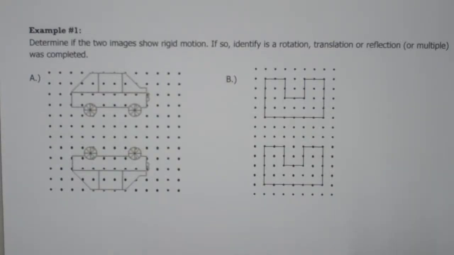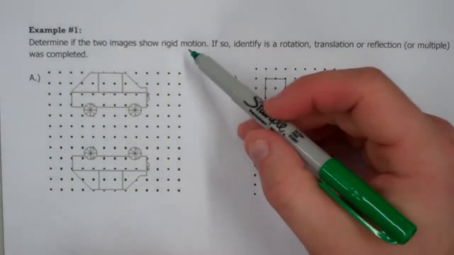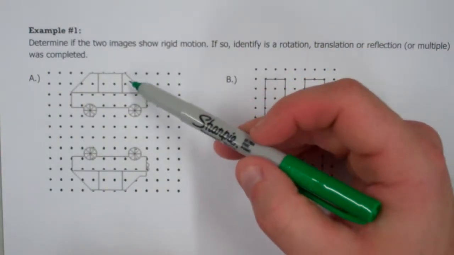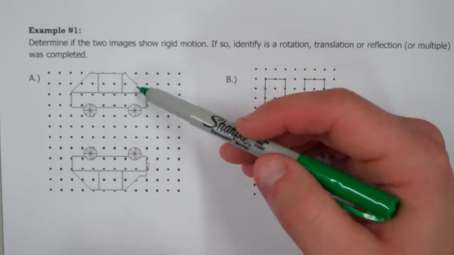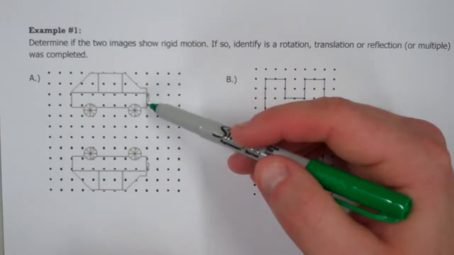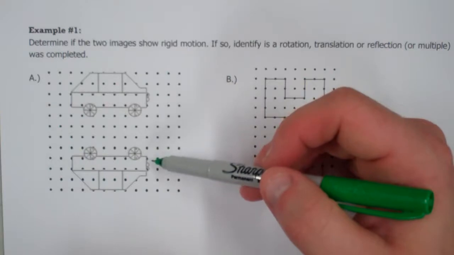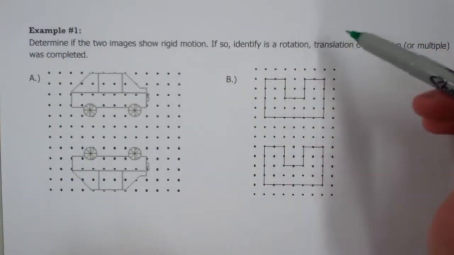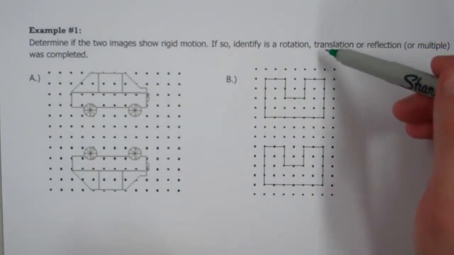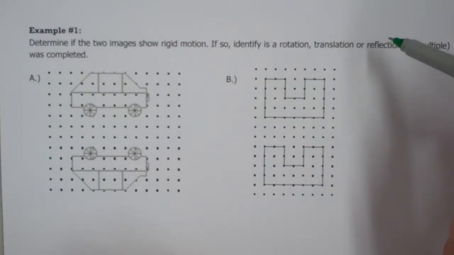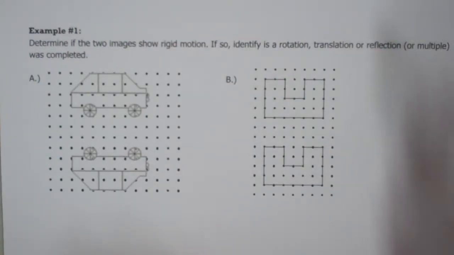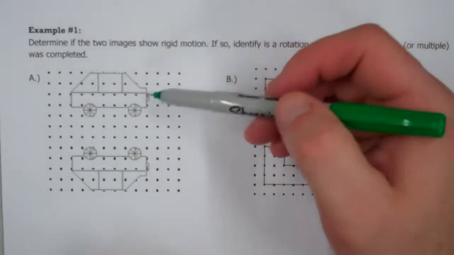In this example, we need to determine if the two images show rigid motion. In other words, with rigid motion, we want the pre-image and the image to be exactly the same size and shape as the new one here. So we're going to identify if it's a rotation, translation, or reflection, or a few of those together, that was completed. Let's take a look at this one.